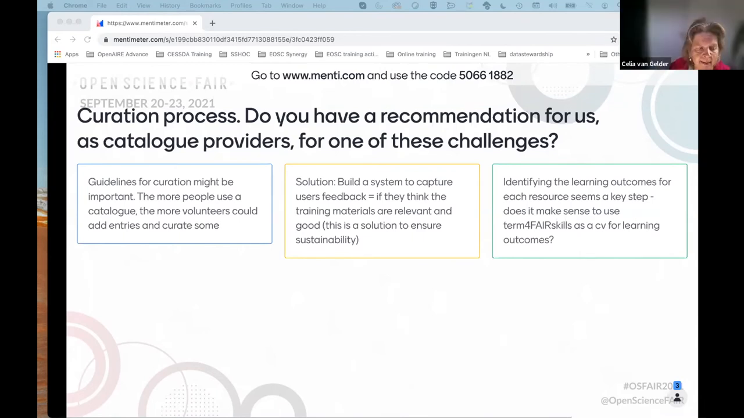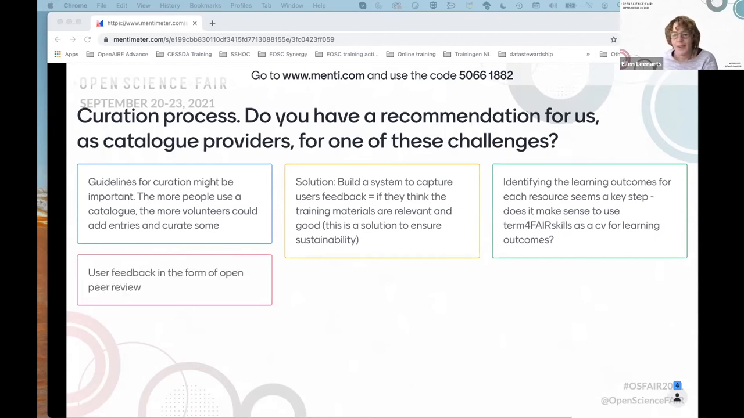I also like the solution that is mentioned in the Menti, building a system to capture users' feedback, because that works in so many places, like even restaurants. Well, it's also commercialized, but in this case, I don't think we have to be too afraid about commercial use. So I think it would be really nice if we could have something like that in the new EOSC Future catalog, so that, for example, members of the community of practice would be able to evaluate the training materials that they like and maybe even comment why they like it and why it's good.